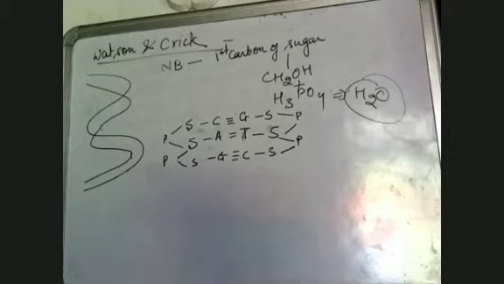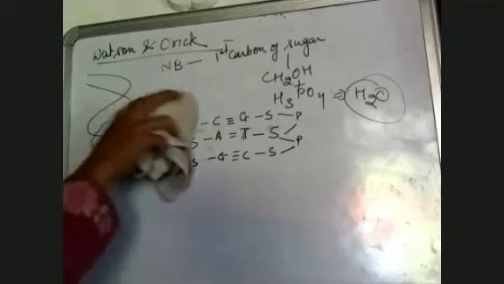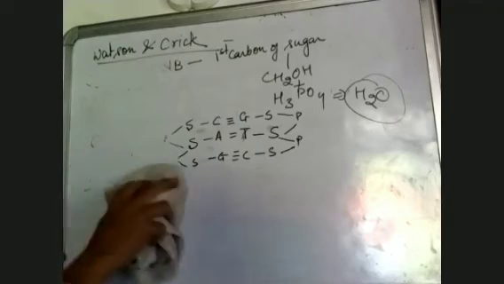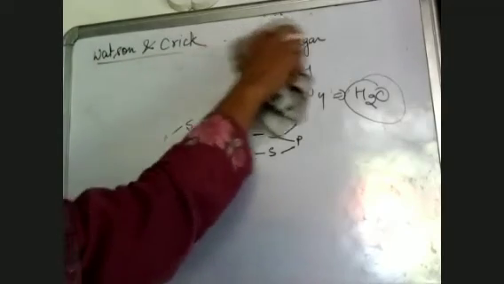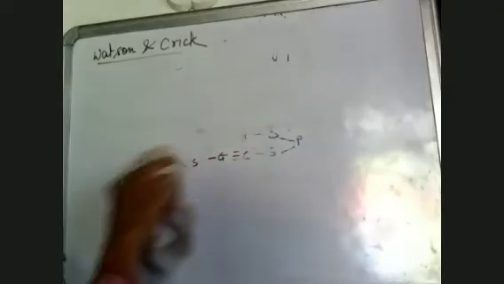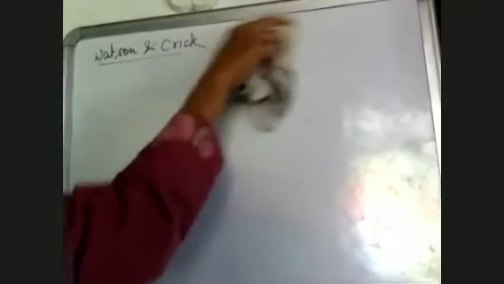Now I told you that there is one more elaborate structure of DNA which we will have to do, and this also was given by Watson and Crick. How does it look like? That structure I'm going to tell you now. So here, the more elaborate structure of DNA.